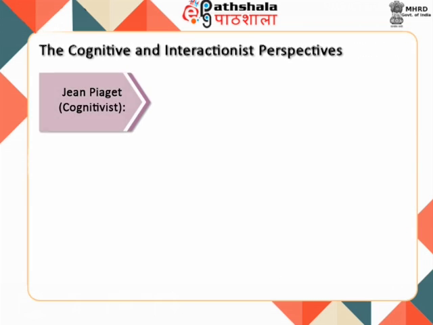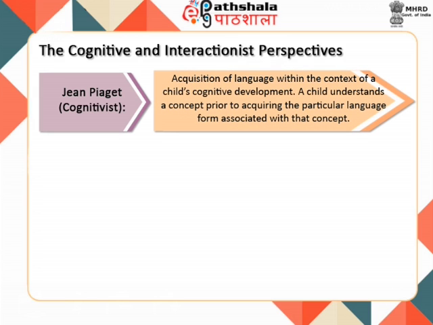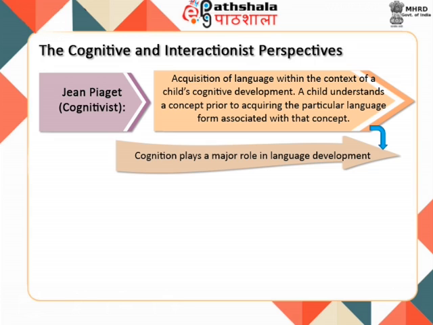Cognitivist Jean Piaget considered acquisition of language within the context of a child's cognitive development. He argued that a child understands a concept prior to acquiring the particular language associated with that concept. Until and unless the concept in question is clear, any usage of the word in a sentence is superficial. Thus, cognition plays a major role in language development.